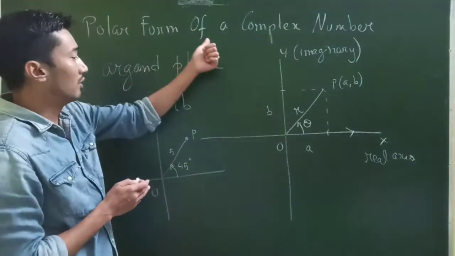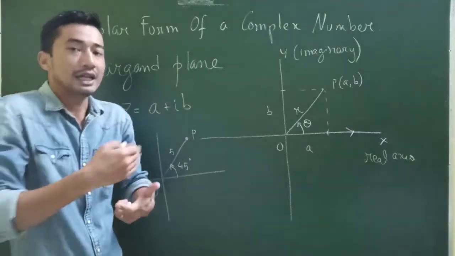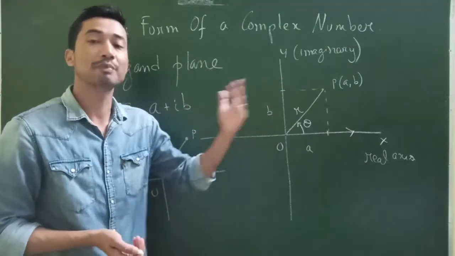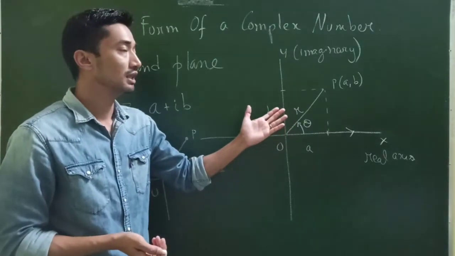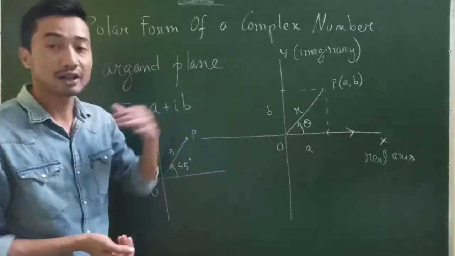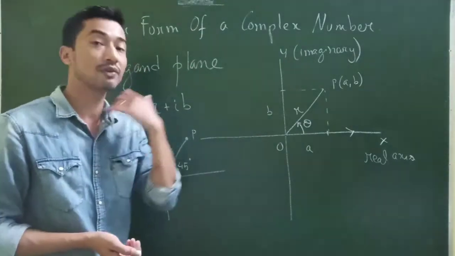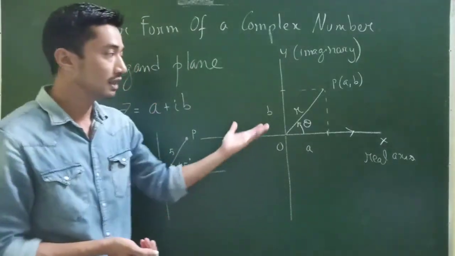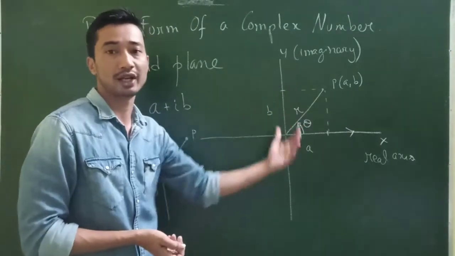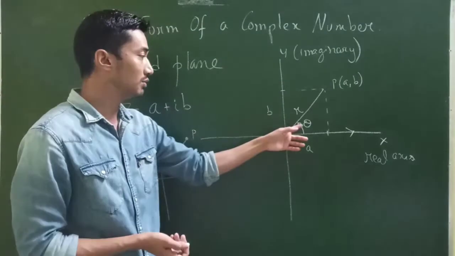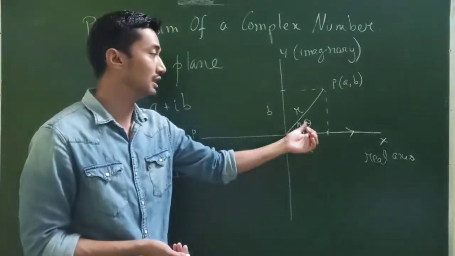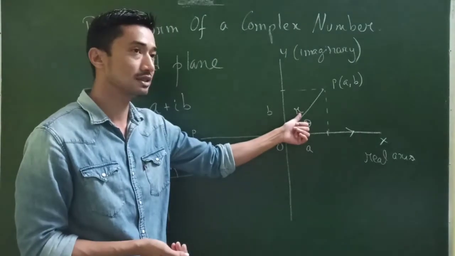So the polar form is just another way of locating or representing a point in the coordinate plane, which for us we'll be calling the Argand plane, just using different parameters. Here our parameters were a and b, the x-axis and the y-axis. In this case we just use other parameters, that is the angle theta and the distance r.